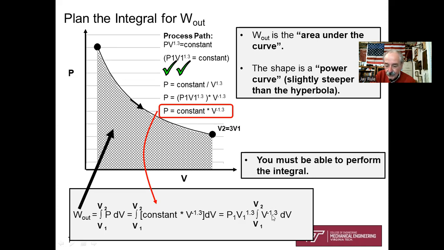I will increase this exponent by 1. I'm going to add 1.0 to this and divide by that. In other words, this number plus 1.0, divide by that. And then I'm going to increase that exponent, and it's going to be V to the minus 0.3, in other words, minus 1.3 plus 1, evaluated from V1 to V2. All right. I didn't say that very elegantly, so let's look at it on the next slide.